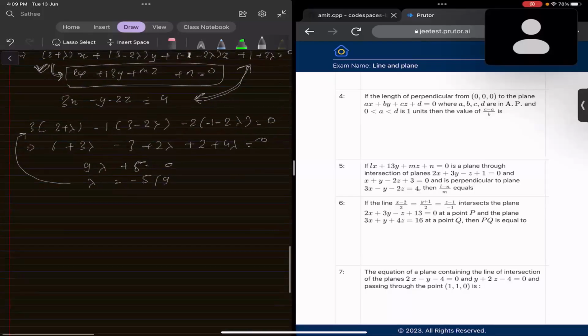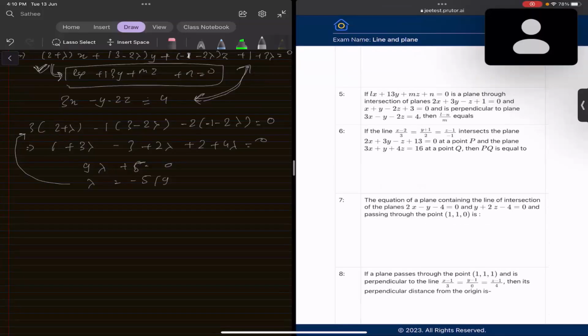I just wanted to highlight the family of planes concept here, because it is used a number of times. Whenever it is given that some plane is passing through the intersection of two other planes, you can think about the family of planes concept there.